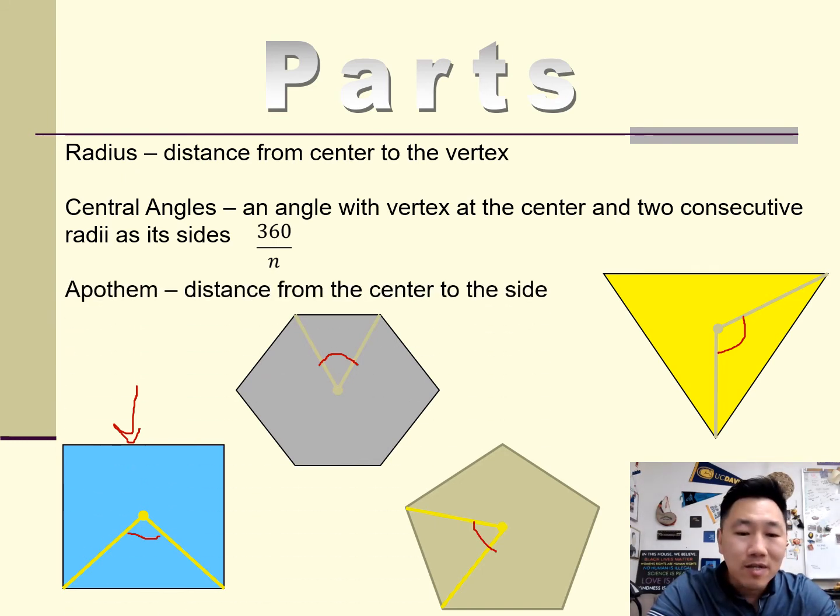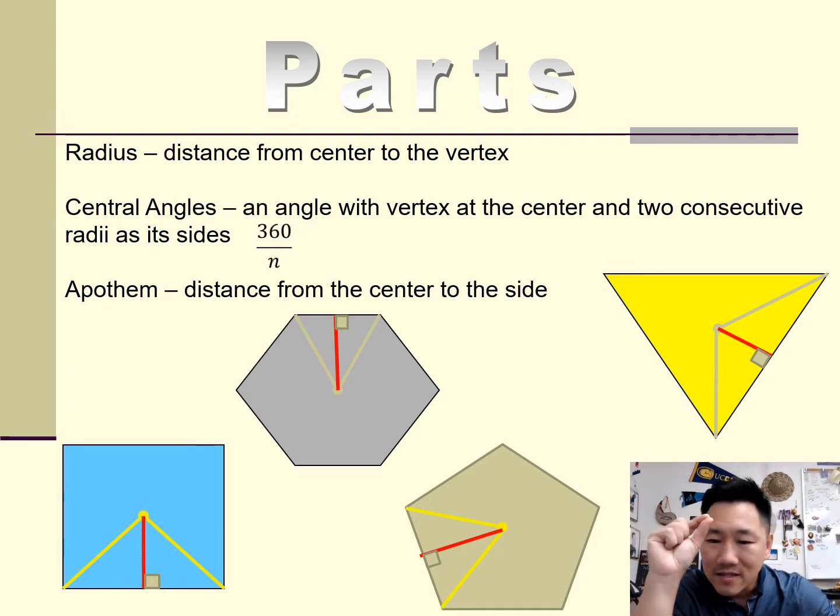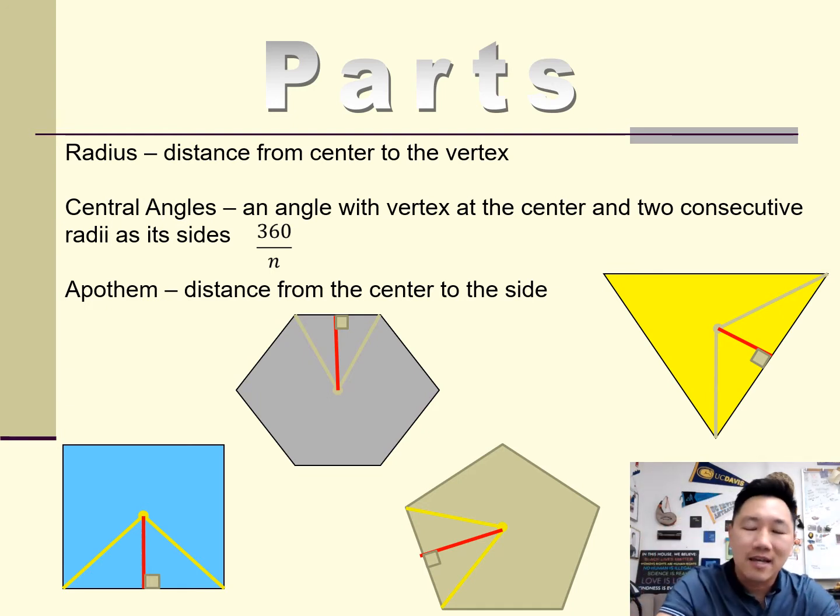And then we have something new called the apothem. Some people call it the apothem, I call it the apothem. The apothem is the distance from the center to the side. So that piece, the red piece, is the distance from the center straight down to the side. And that's going to be important in a little bit.